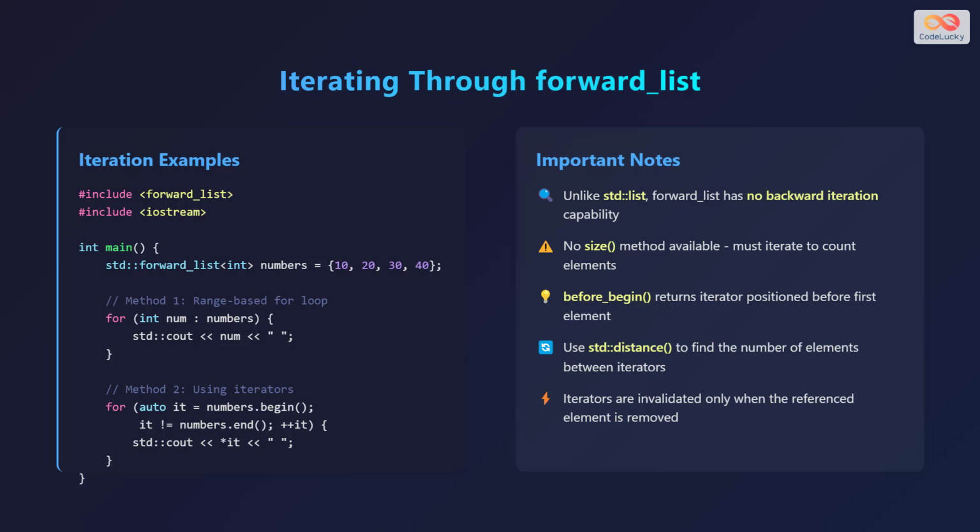Additionally, there is no size method available, so you have to iterate through the list to count the number of elements. Before_begin returns an iterator position before the first element. The std::distance function can be used to find the number of elements between iterators. Iterators are only invalidated when the referenced element is removed.